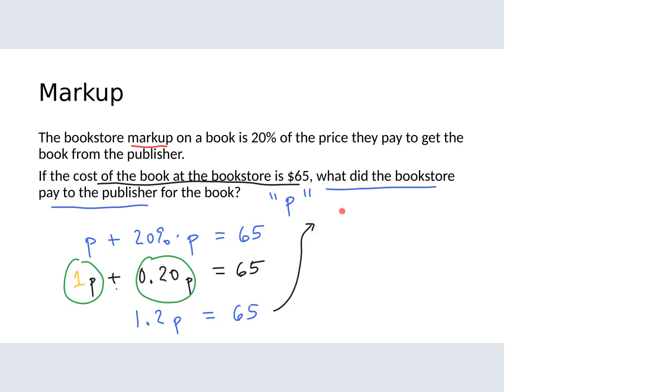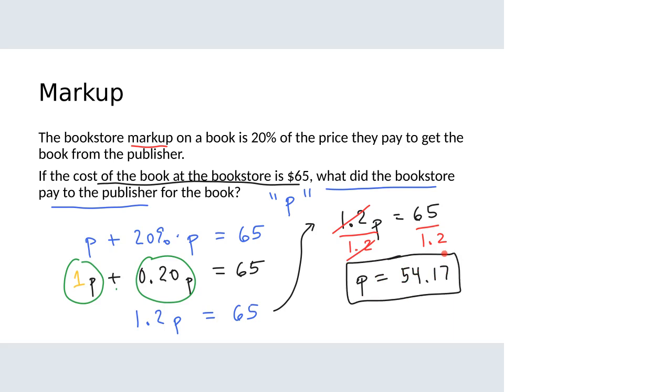Now we say, all right, then, if 1.2 times P is 65, in order to get P by itself, we're going to divide by 1.2 on the left, divide by 1.2 on the right. Those are going to cancel, leaving me with just P. And then 65 divided by 1.2 is, I'm going to round this to the nearest cent since it's money, 54.17. And so what did the bookstore pay to get the book? They paid $54.17, and then in order to have their 20% markup, they sell it for $65.